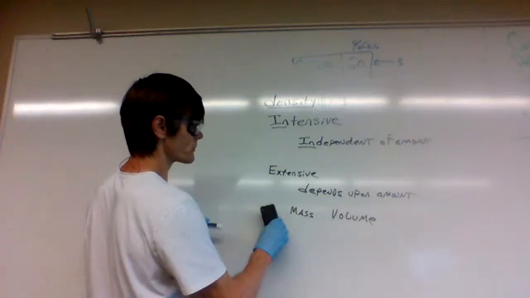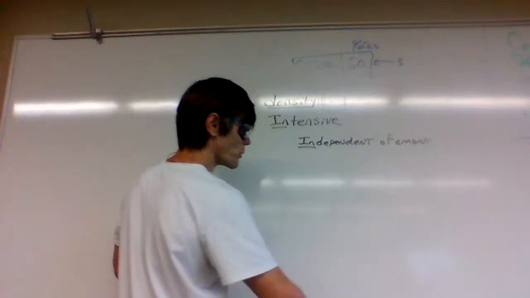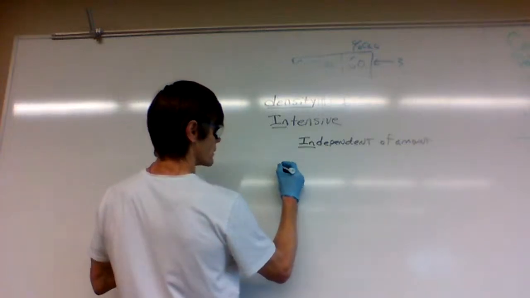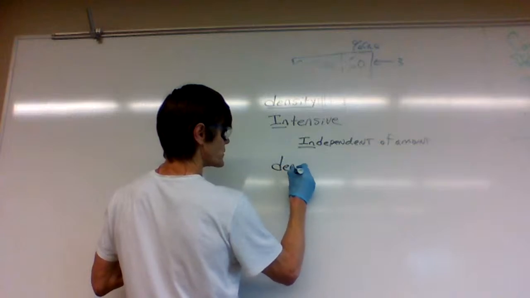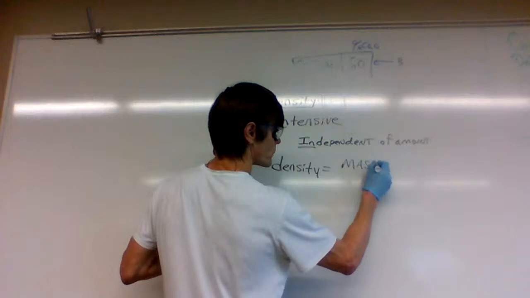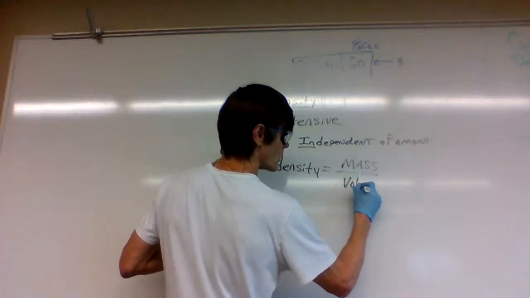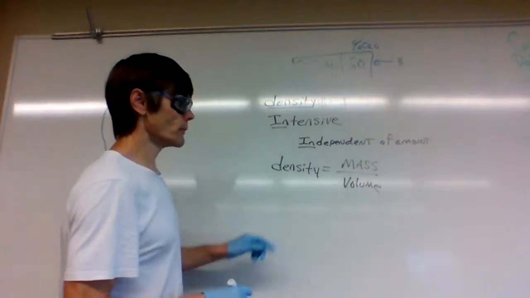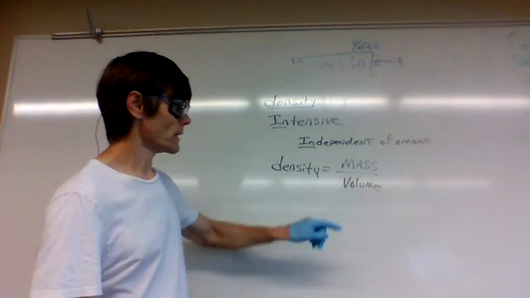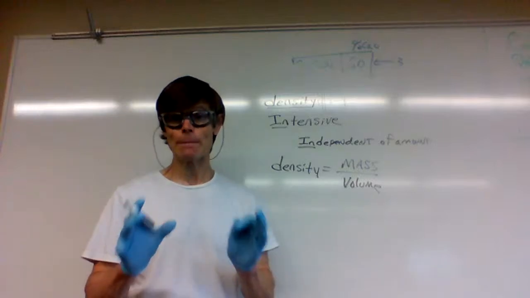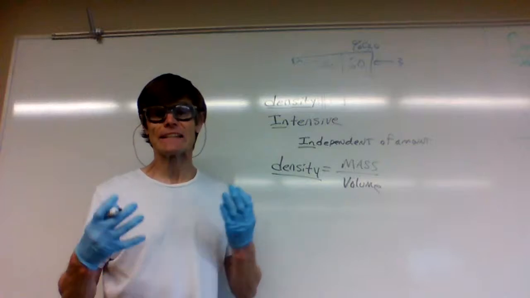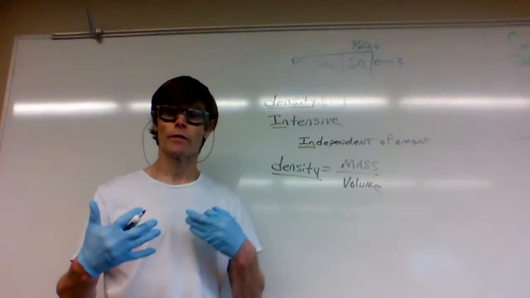Now, density is a property that depends upon 2 extensive parameters. Density is an intensive property. Both mass and volume, if we increase the mass of a substance, we're going to increase its volume, and the ratio of those two are going to remain constant. And so density is an intensive property. It's independent of the amount of sample that we're looking at.